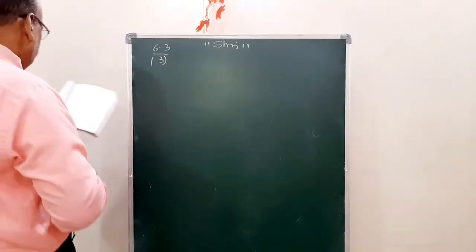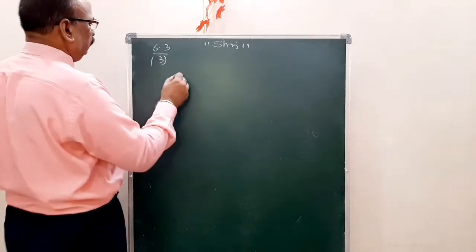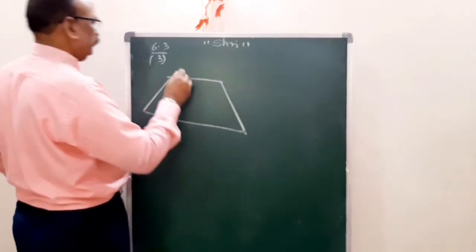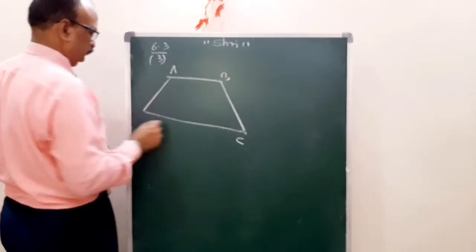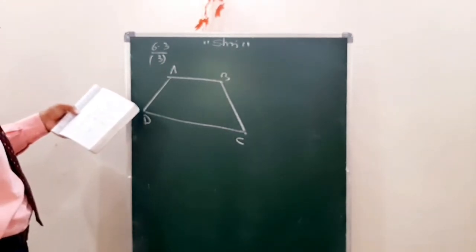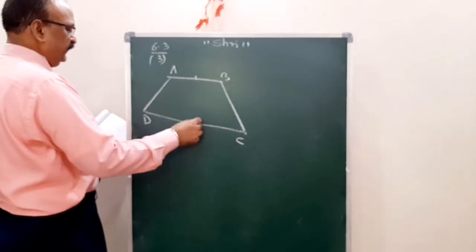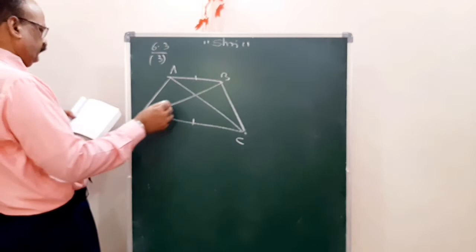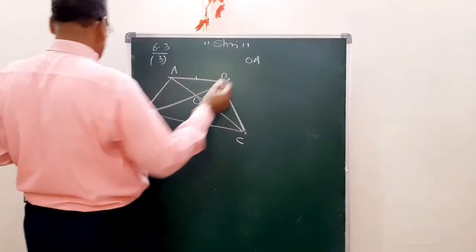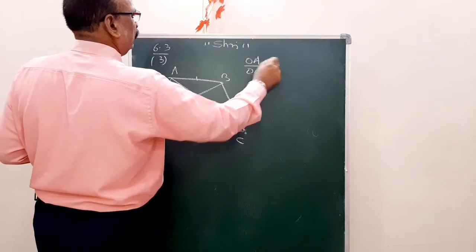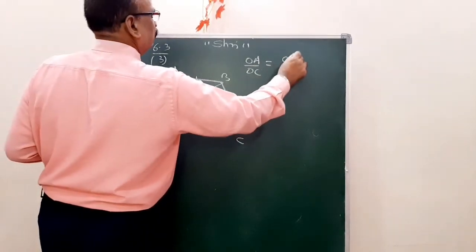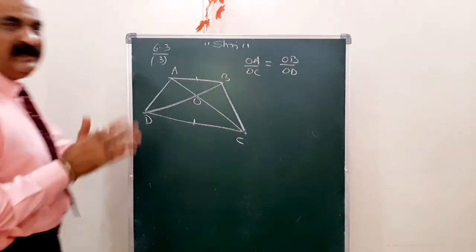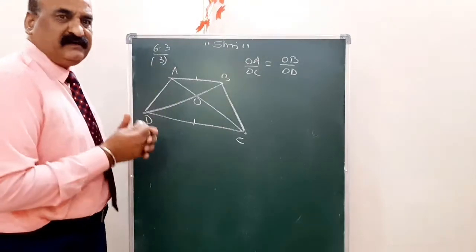See, the diagonals AC and BD of a trapezium, where AB is parallel to DC. You have to show that OA upon OC is equal to OB upon OD. This is the question. But what is given to you, let us see. Just enjoy the subject.